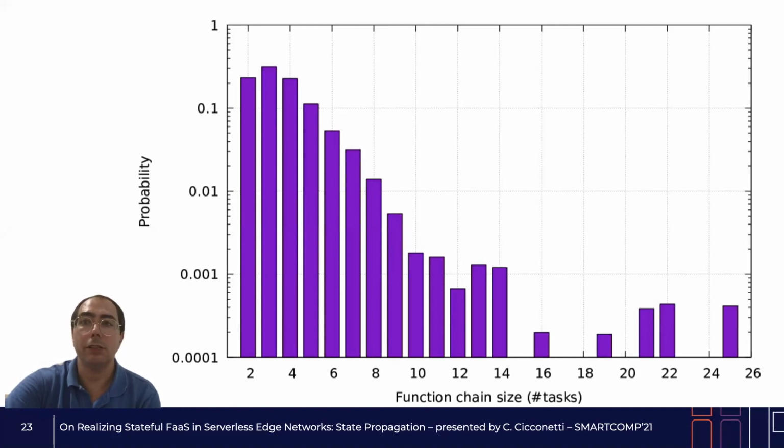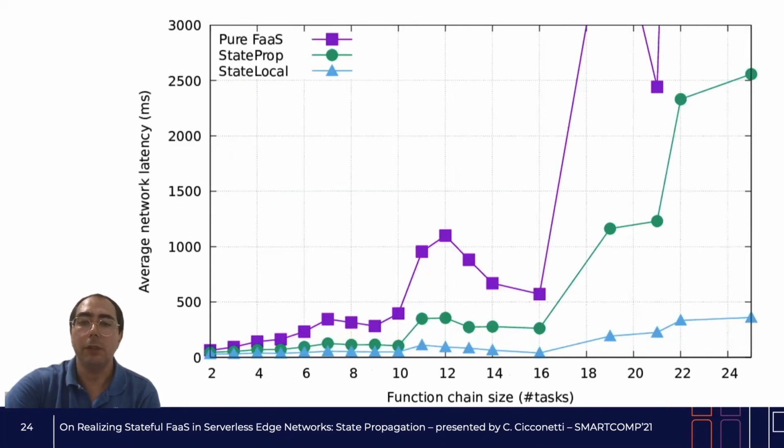In the previous plots, we have shown the results aggregated for all the functions invoked in a given batch. However, not all functions have the same size in terms of number of functions that are invoked in our workload. We can see that the state local curve is low and rather stable, which means that even for very long services, that is those services that have many functions invoked from one another, the network latency remains under control. While on the other hand, this does not happen for both state propagation and the pure FaaS.